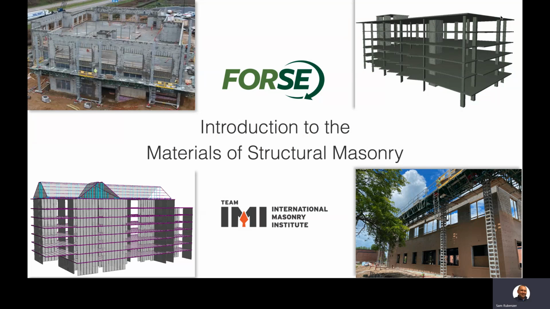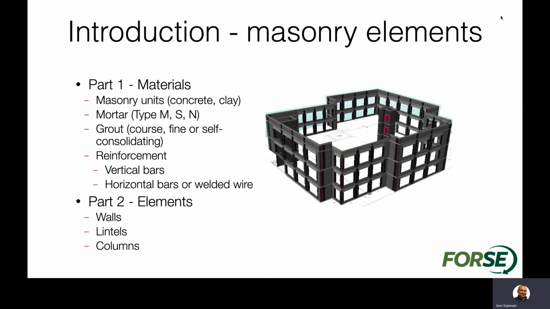Hello, this is part 2 of the introduction to the materials of structural masonry. In the first part, we looked at masonry units, mortar, grout, and both vertical and horizontal reinforcement. In this second part, we're going to look at the different elements of structural masonry: walls, lintels, and columns.